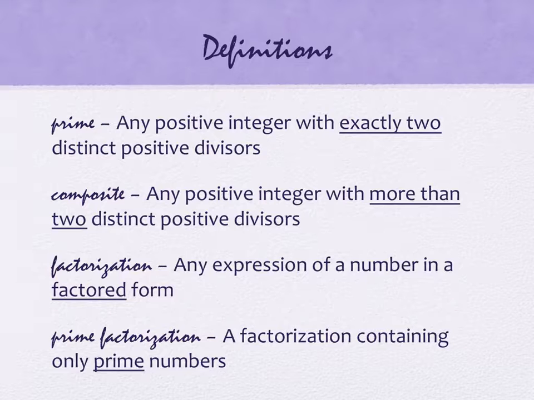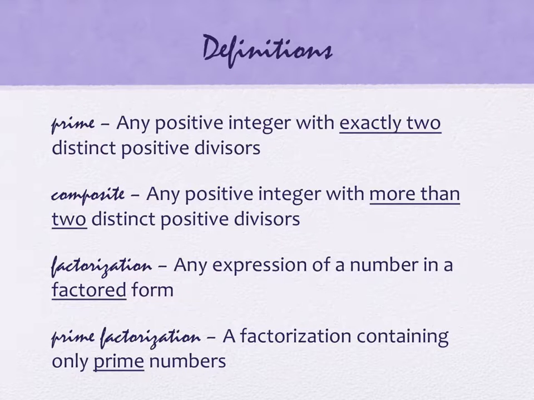A prime number is any positive integer with exactly two distinct positive divisors. Distinct means what? What's the word distinct mean? Different. In this context, yeah, it means different.